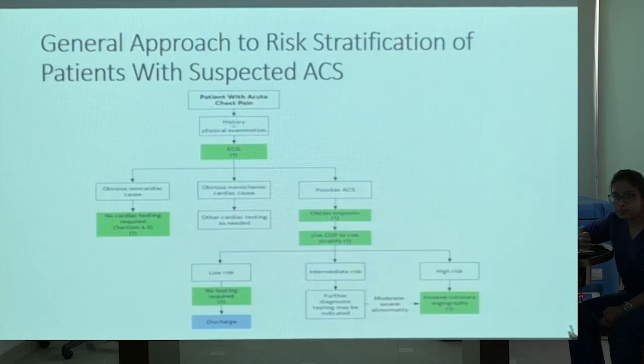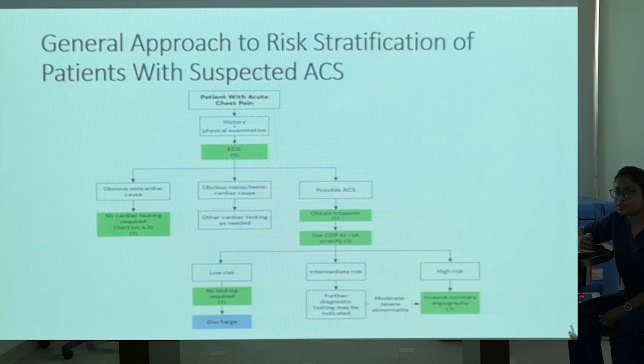This is the general approach of risk stratification of patients with suspected acute coronary syndrome. This is similar to the last slide, the patient-centric algorithm. Here we stratify the risk of the patients and we classify them into 3 groups: low risk, intermediate risk, and high risk group. As per the pyramid diagram, in the low risk group we can opt for no further testing and we can discharge the patient. So what do you understand by high risk and what do you understand by intermediate risk?